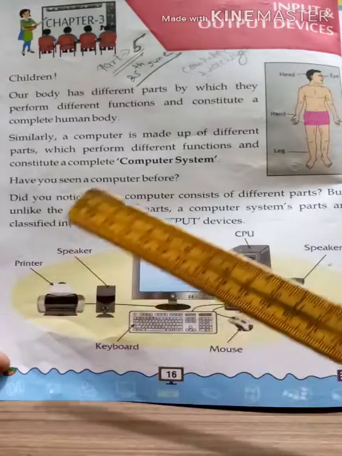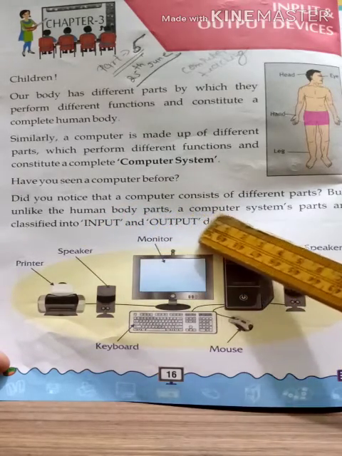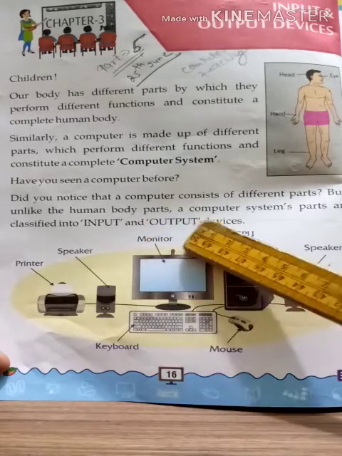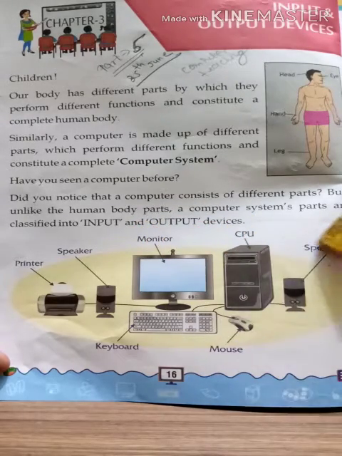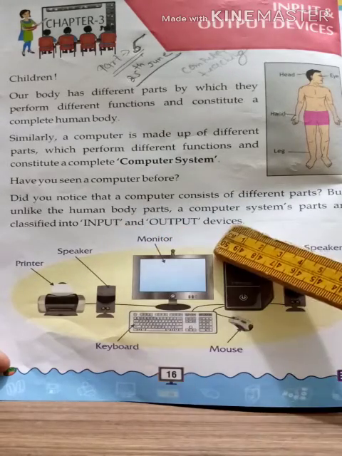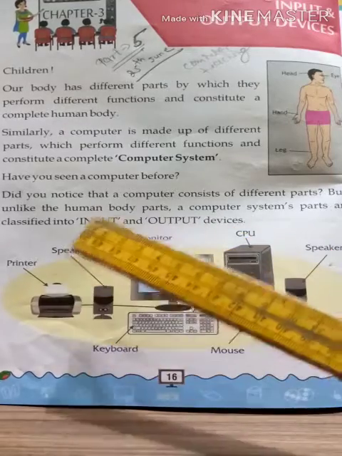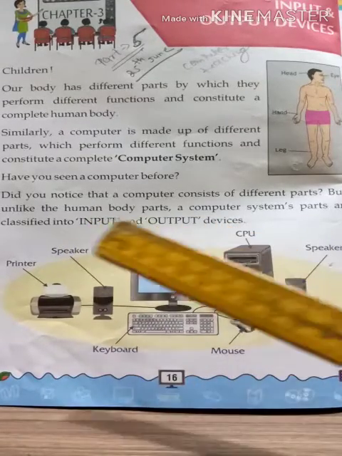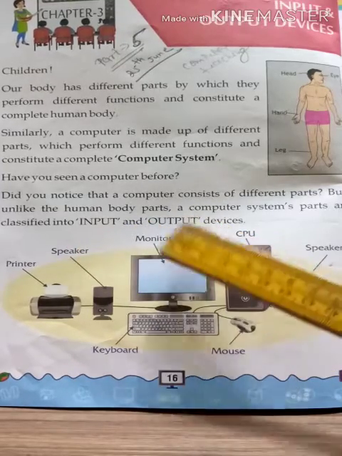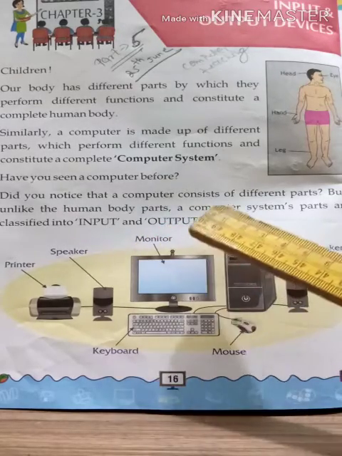Have you seen a computer before? Did you notice that a computer consists of different parts? But unlike the human body parts, a computer system's parts are classified into input and output devices. So what do you mean by input and output devices? Two terms are here, input and output. What do you mean by input and what do you mean by output?